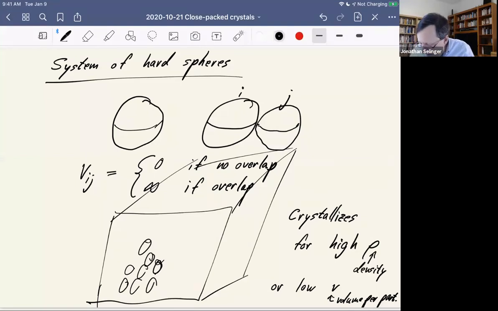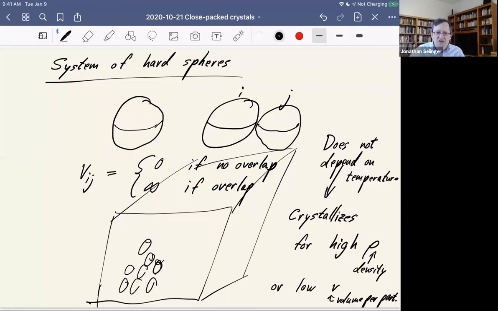Okay, and so this system, even though it is this simple, has a crystallization transition. The crystallization depends on density or on the volume per particle. It does not depend on temperature. Temperature doesn't really matter here because there's no energy scale for the interactions. The interaction is just this 0 or infinity thing with no temperature involved.